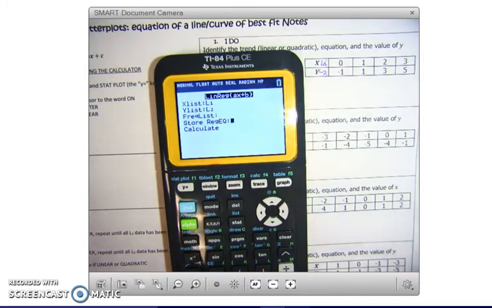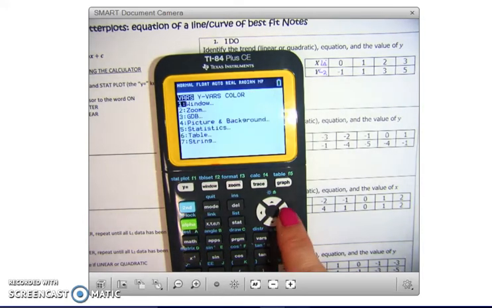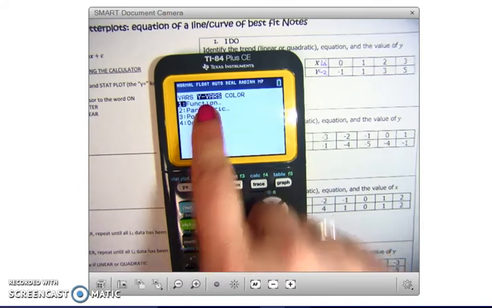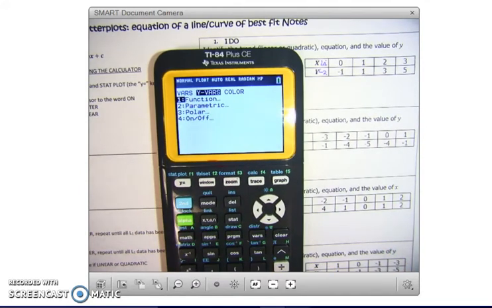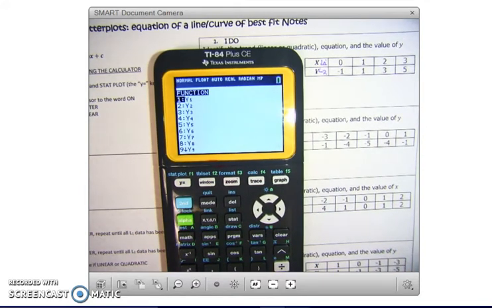Where it says store reg equation, this step's important. It's not mandatory, but it'll make your life a little easier. This is saying, where do you want to store your equation once you get it? Well, I'm going to hit vars. I'm going to go over to y vars, and I want function. I'm just going to hit enter. Well, I want to store it in y1, and it's there.